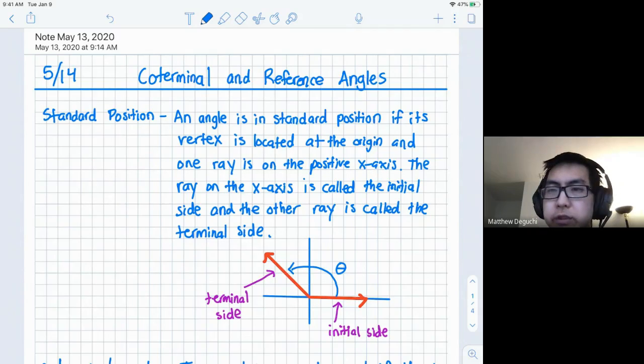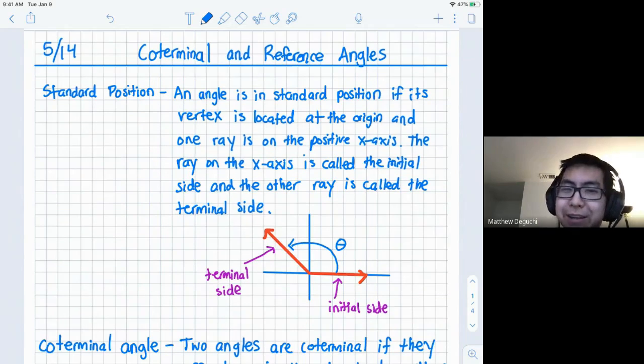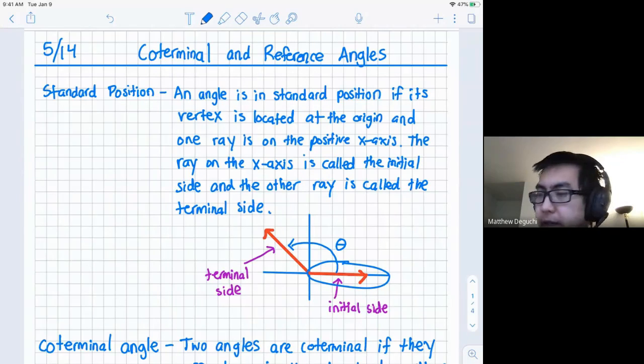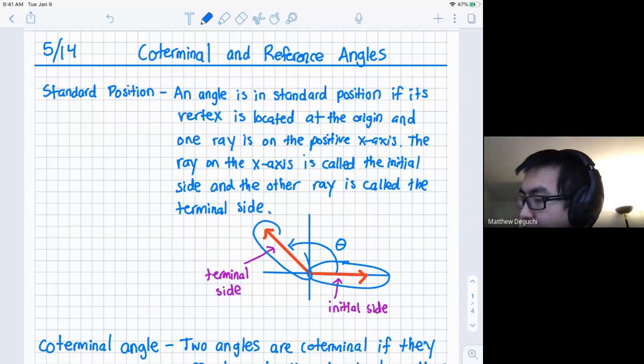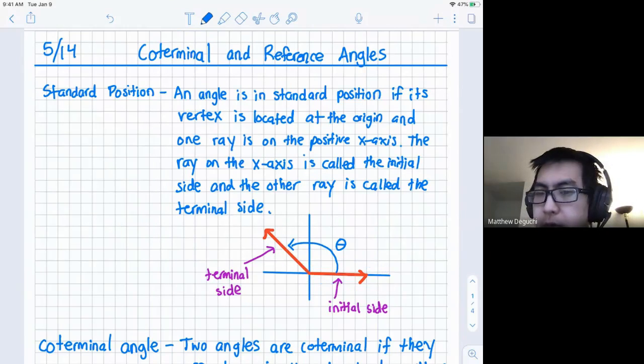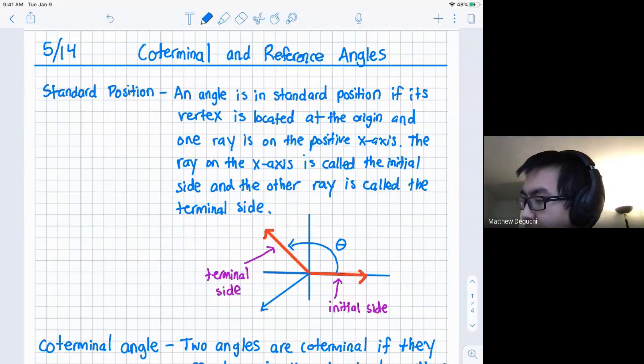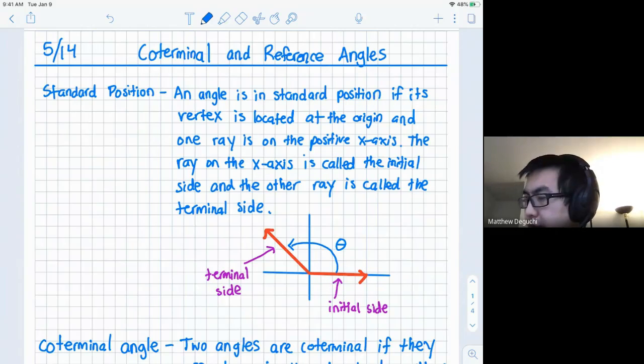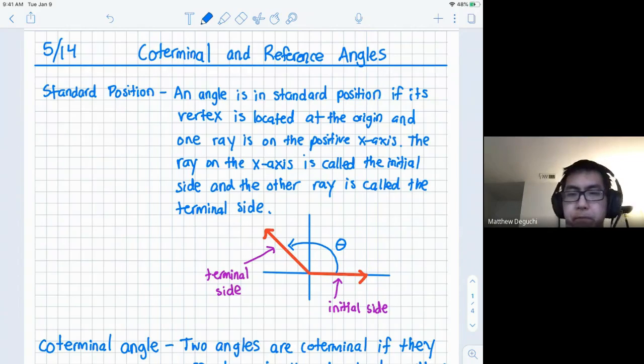Now, the initial side will always be right here on the x-axis, but this terminal side could change, okay? So the terminal side could be here. The terminal side could be here. The terminal side could be here. So the terminal side can move, but the initial side will always be on the positive x-axis. And then this angle measurement will change based on the terminal side. But you always start on the positive x-axis, okay?